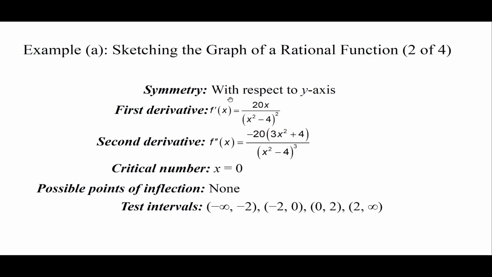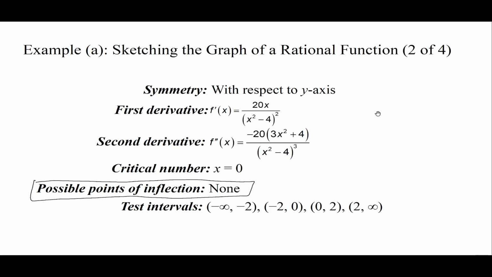By using the quotient rule, we can find out the first derivative, and this is the first derivative. By using again the quotient rule, we can find the second derivative, and this is the second derivative. And for finding the critical number, you just have to equate this first derivative with 0. That means the numerator part, which is 20 times x, should be equal to 0, which means x equal to 0. So that's the critical number. For the point of inflection, there is no point of inflection, but you can wait for this information after testing this second derivative on this test interval.